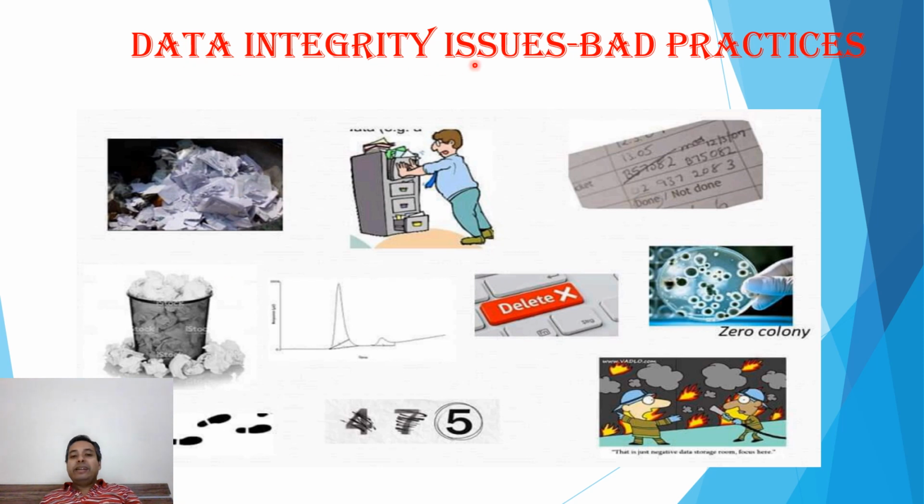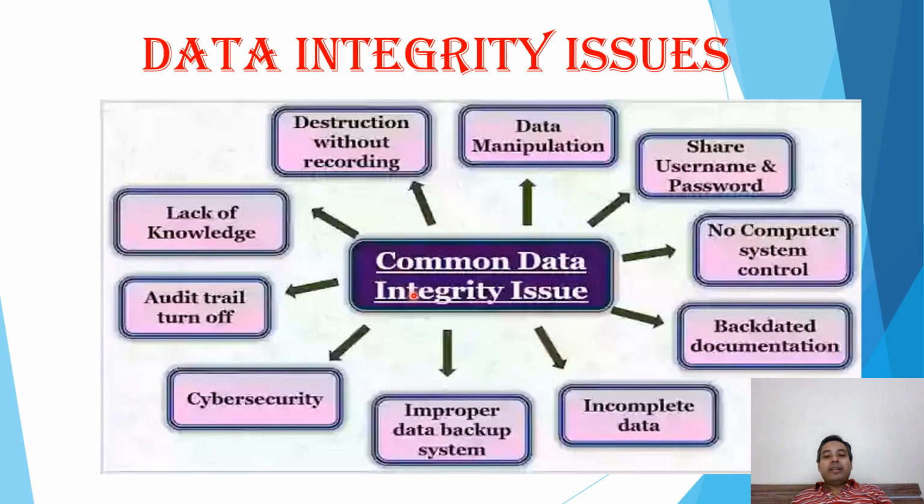Now, about data integrity issues. Data integrity issues can only occur if bad practices are followed by the employees working in an organization. This diagram shows a few examples of bad practices done by the employees working in an organization in a life science industry. Now, common data integrity issues in life science industry: destruction of data or record without recording.